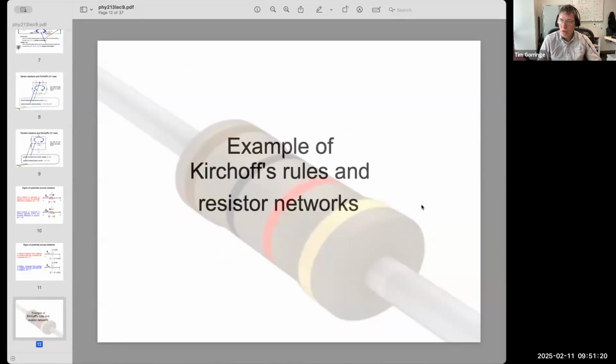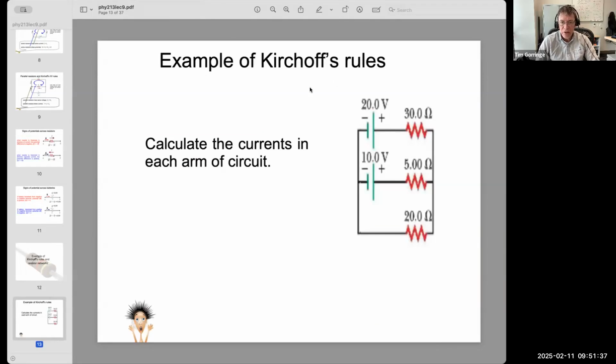Okay. Well, those are all the rules and some details about the rules. To really learn the rules and understand how things work, we've got to apply them to examples. So I've got an example now of Kirchhoff's rules. Let's go ahead and do that. So here's the circuit I'm going to solve. This circuit over here on the right-hand side has three resistors in it.